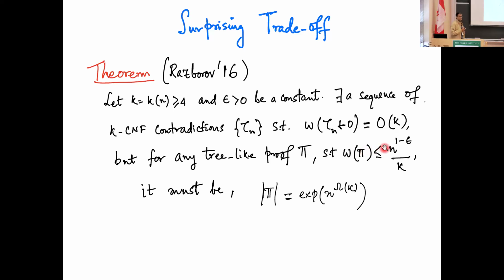So the trivial width is n. Yeah. So if you try to do slightly better than the trivial width, then the proof size shoots up like this. So it becomes an exponential of n to the omega k, right?